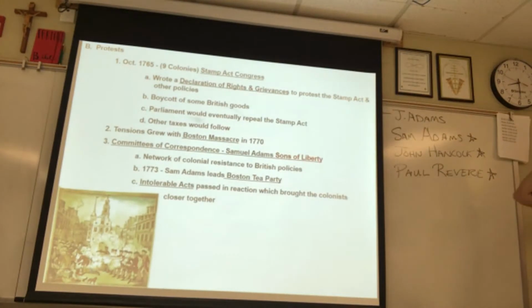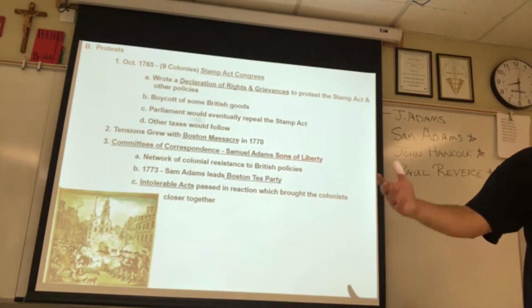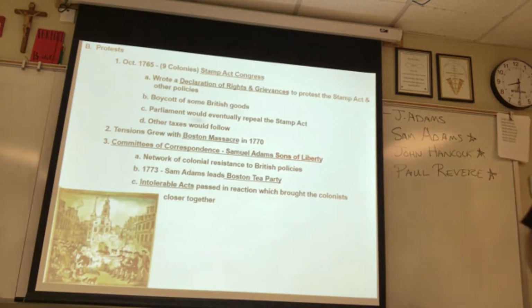John Hancock is one of the wealthiest people in Boston. He owns several ships. He inherited this from his uncle. He was orphaned as a child, sent to live with his uncle. His uncle was very wealthy. His uncle died, and Hancock inherits this. So he's a wealthy ship owner.